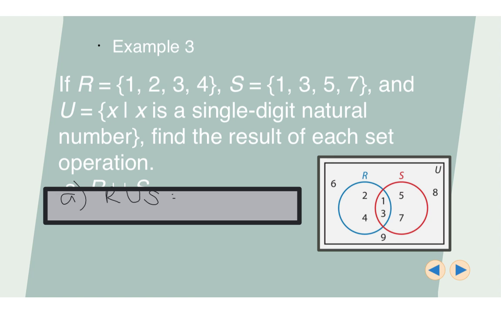Example 3. If R equals {1, 2, 3, 4}, S equals {1, 3, 5, 7}, and U equals {x such that x is a single-digit natural number}, find the result of each set operation. A. R union S. When we think about the union, it means all the numbers that are in R and S. So, which will be what?